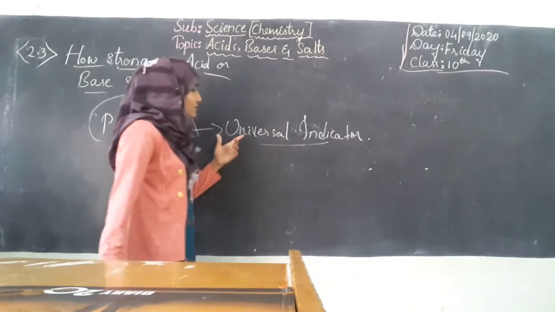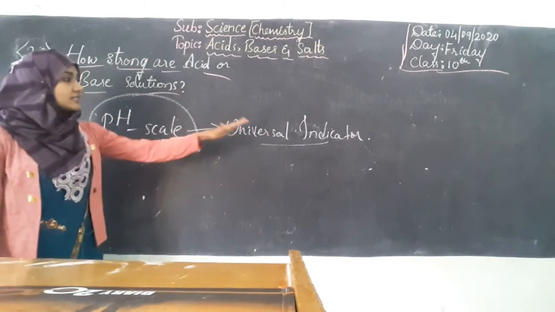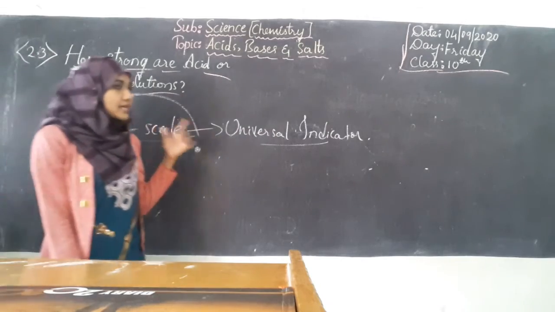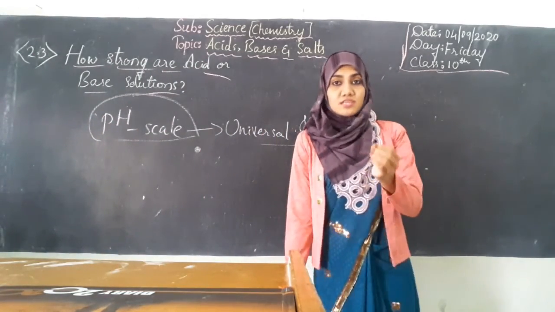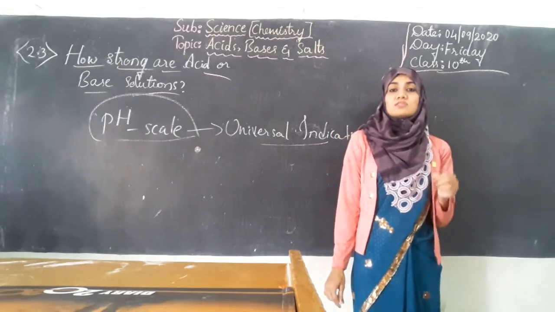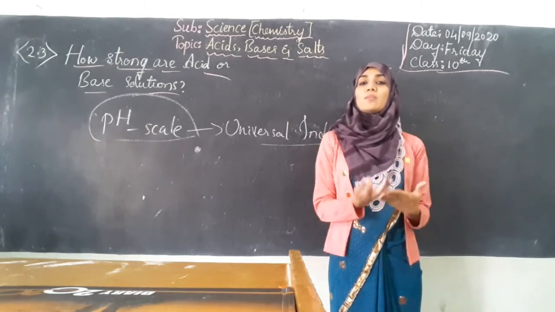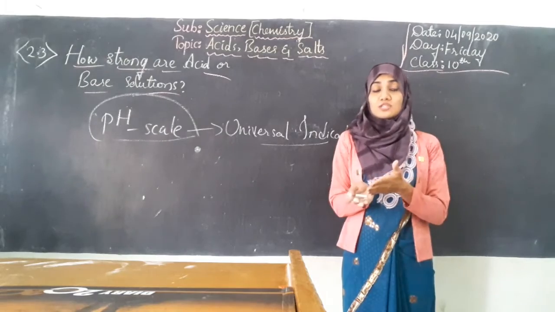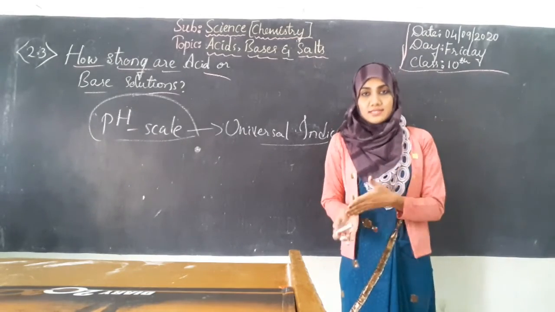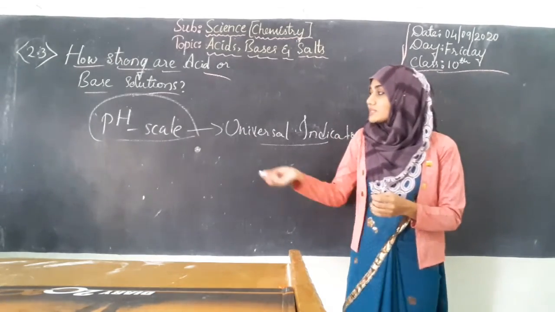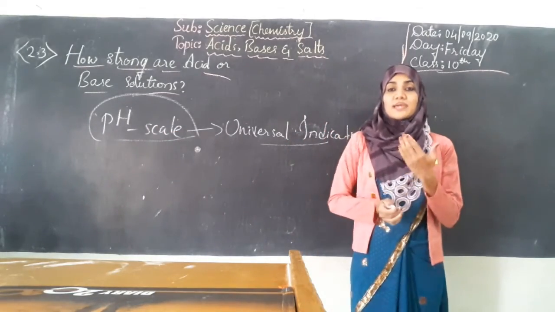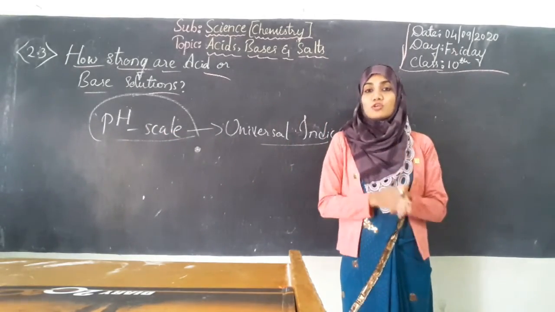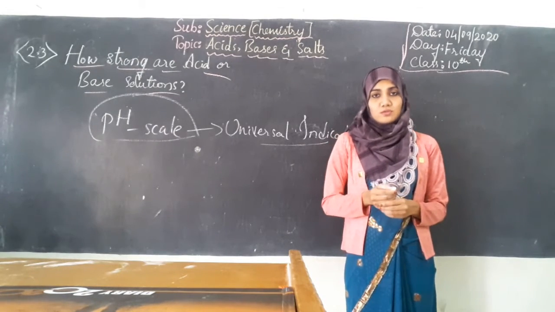So it is a single indicator which helps us to detect exactly how concentrated an acidic solution is, or how concentrated a basic solution is, or whether the solution is basic or acidic. So let us see and learn more about this pH scale, and how to find out the pH value of particular solutions through this graphic video.